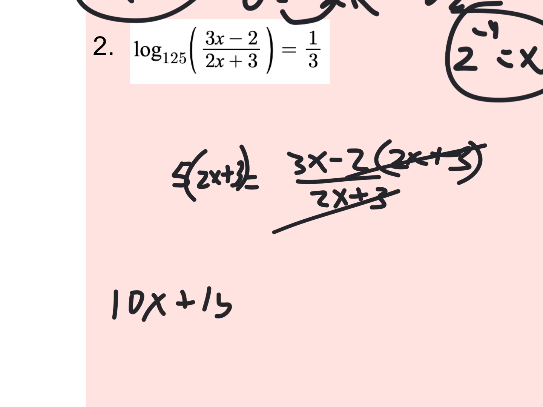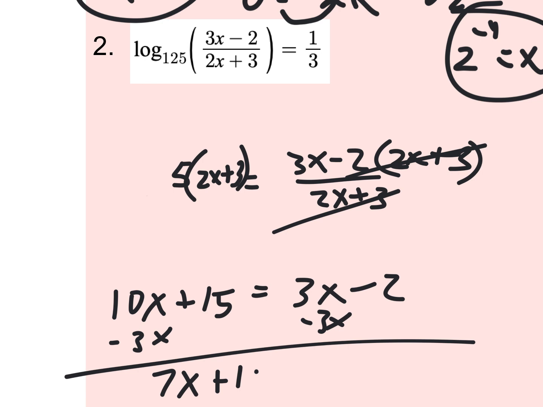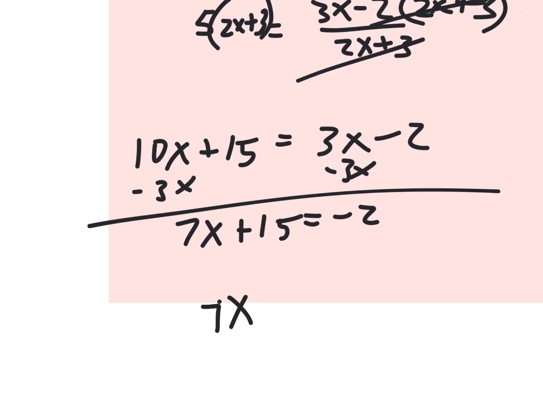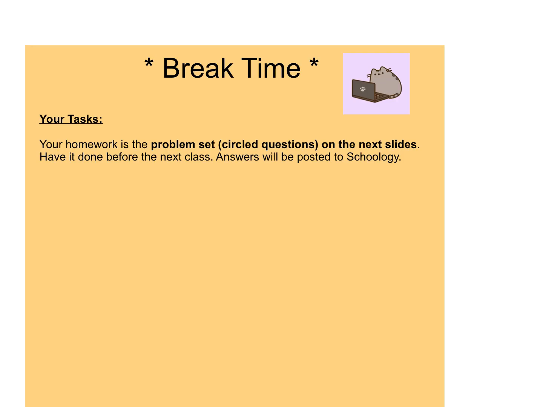10x plus 15 equals 3x minus 2. I'm subtracting 3x from both sides. And now I have 7x plus 15 equals negative 2. 7x equals, I'm subtracting 15 from both sides, negative 17, so x equals negative 17 over 7. I think I'm right. Raise your hand if you got the same thing. Yay. Okay. Get how those were intense but doable? Okay. I'd say that's the same thing about your next test.